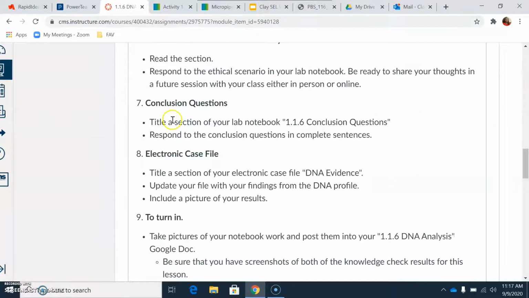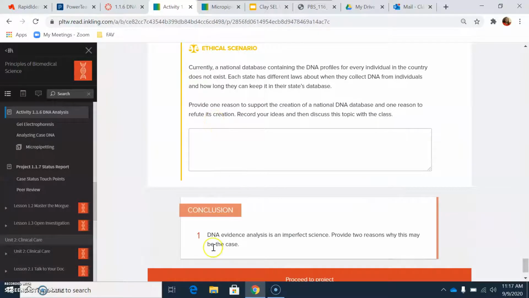For step 7, you're going to title a section in your notebook called 1.1.6 Conclusion Questions, and you're going to respond to the conclusion questions in complete sentences. So you have one conclusion question. DNA evidence analysis is an imperfect science. Provide 2 reasons why this may be the case.